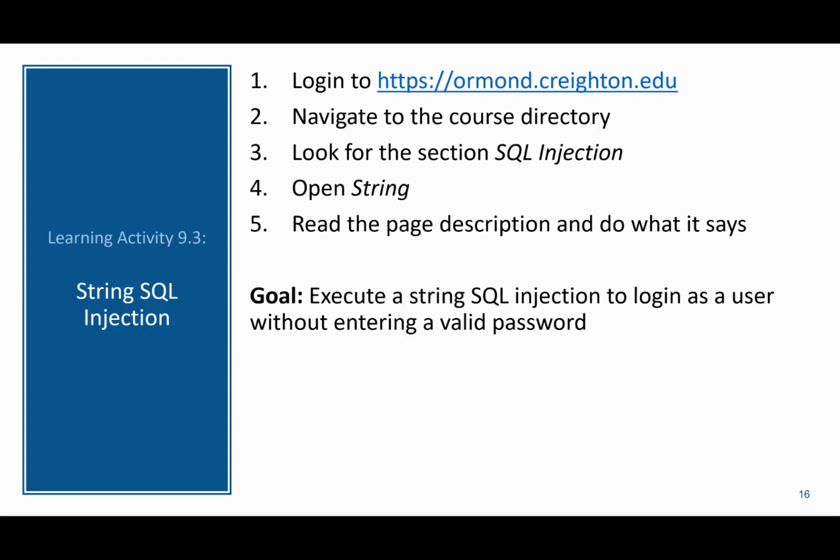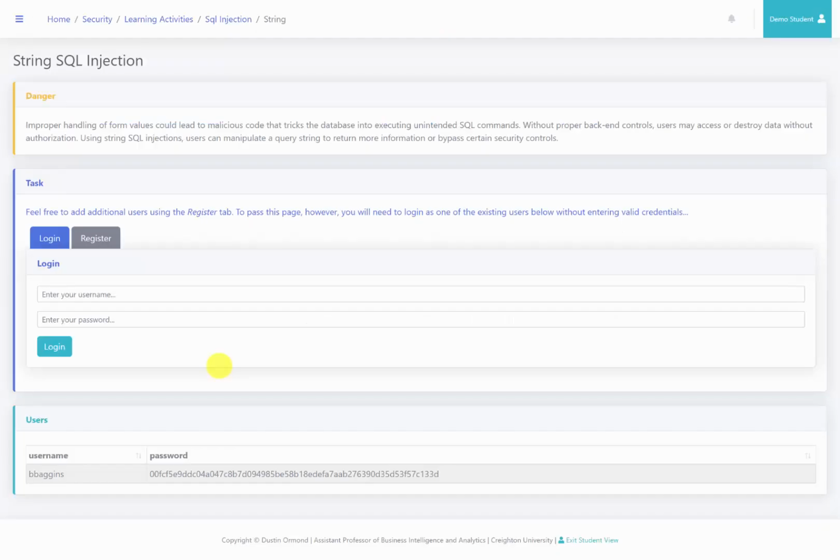So let's have you try another SQL injection on your own. So go to the server again. This time under SQL injection, we're going to open up the string SQL injection page. Read the page description and do what it says. The goal here is to execute a string SQL injection that would log in as a user without entering a valid password. Okay, so here we are at this page.